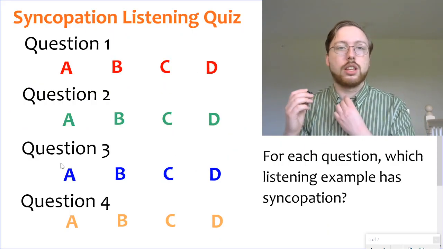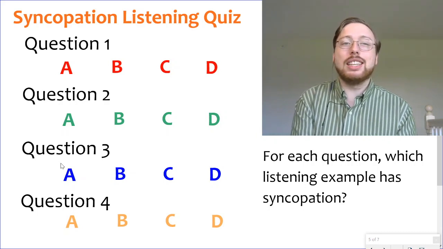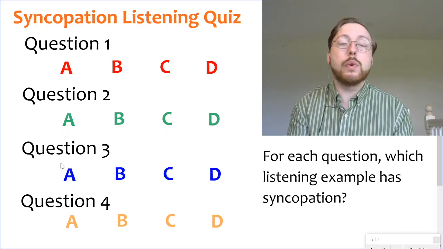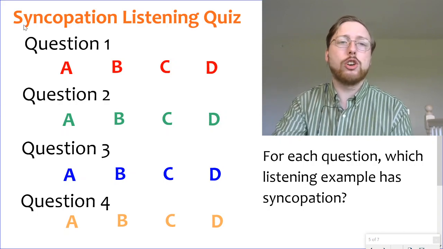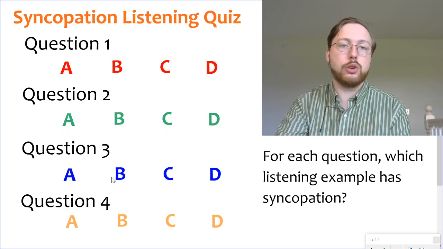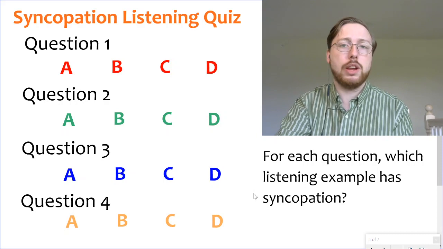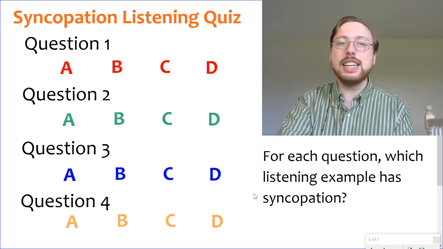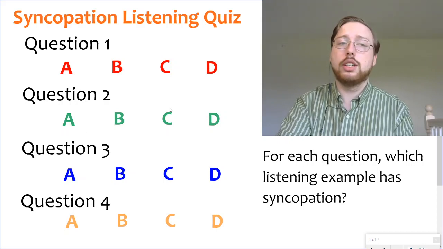We're going to practice listening for these syncopated patterns in a little quiz that I made for you guys. And the quiz has 4 questions, and your job is going to be to listen for which example for each question has syncopation. We're going to do the first one together, and then I'll play through the last 3, questions 2, 3, and 4. And it's going to be your job to listen to hear which one has syncopation. Your exit ticket for this week is to be able to complete this quiz. So let's start with the first one.